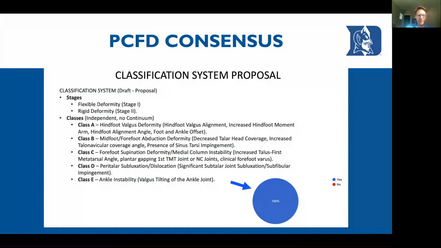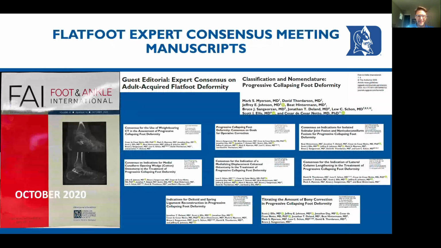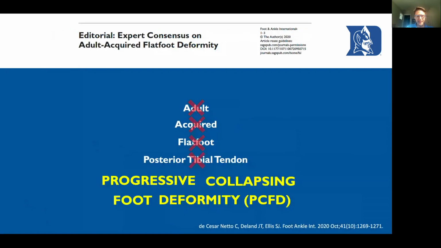There is a total of 16 hours of recorded meeting. We came up with this proposal, and once we were done with the meeting we voted for agreement between the experts, and we had 100% agreement to get that out. A lot of manuscripts came out in Foot and Ankle International a year later, in October 2020, including the one where we recommended this change in the nomenclature.